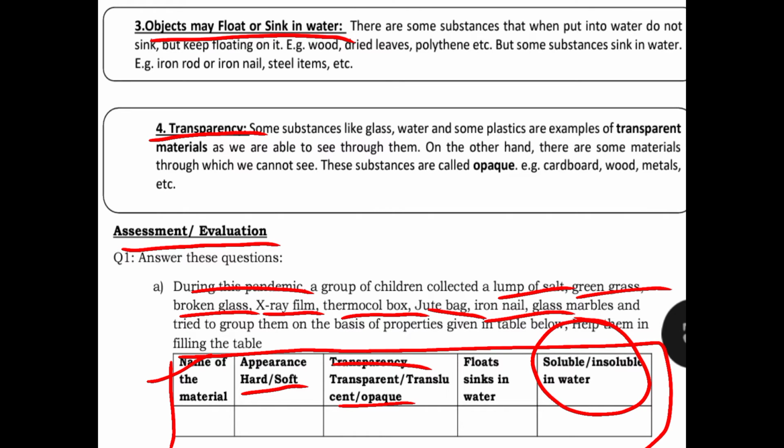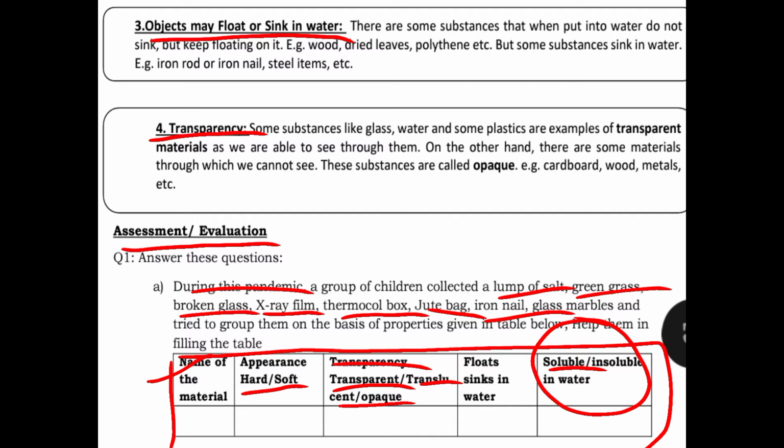I may tell you that a transparent material is one through which we can see things clearly, and translucent are the things through which we cannot see things clearly. There is a blur view of the things if we see through these. Then opaque are those materials through which we cannot see the objects on the other side. Then write down floats or sinks in water, and in the last box write down soluble or insoluble in water.